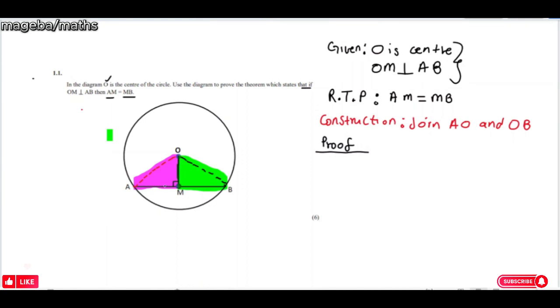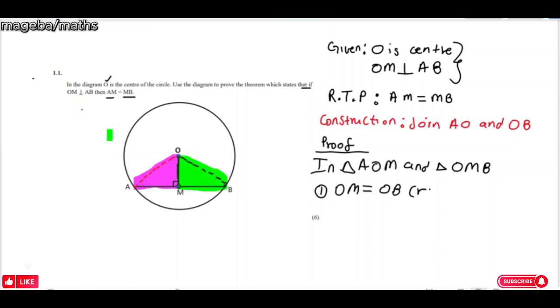Since we're having these two triangles, so in triangle AOM and triangle OMB. Now first thing, number one, we know that OA is equal to OB. Why are we saying that? A line that comes from the center to a circumference is a radius. So we are having these two radii.